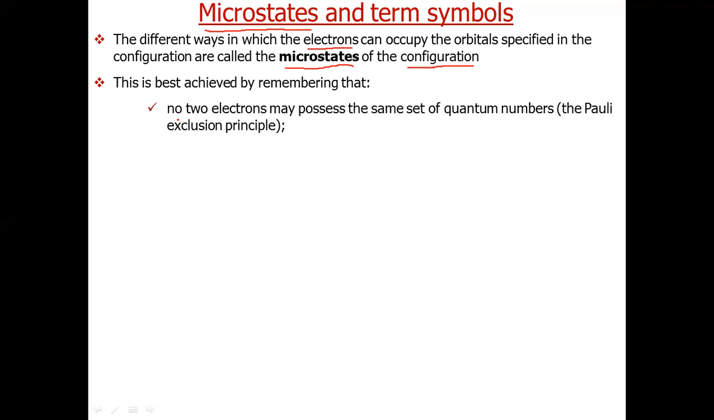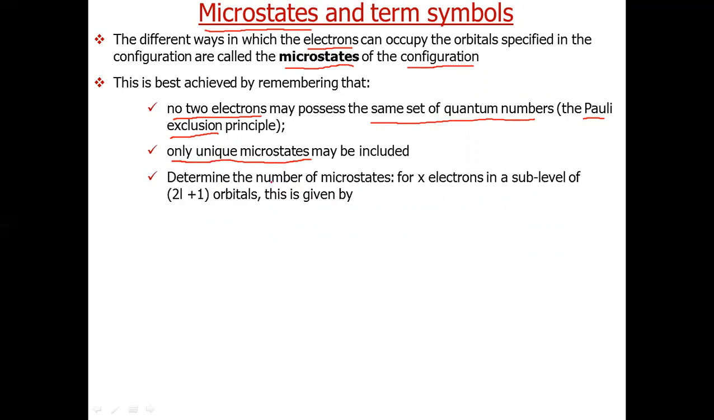First thing we have to keep in mind is that while finding the number of arrangements, we should not consider an arrangement in which two electrons possess the same set of quantum numbers. That is, Pauli's exclusion principle should not be violated. Second, only unique microstates have to be considered. There is a mathematical formula by which we can determine the number of microstates for a given number of electrons in a particular orbital.